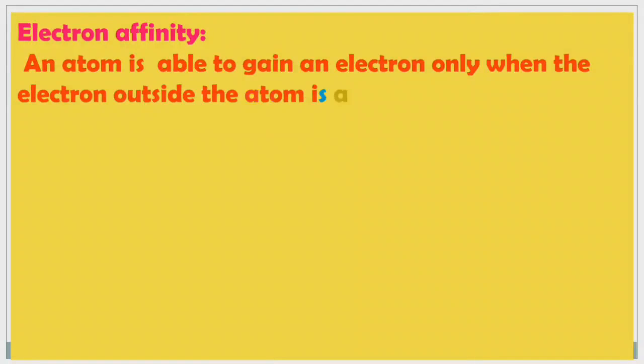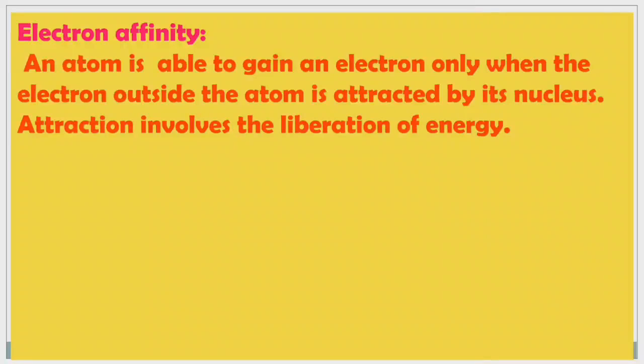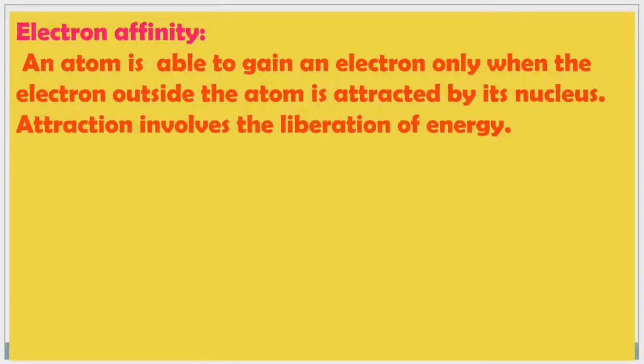Now we will discuss electron affinity. An atom is able to gain an electron only when the electron outside the atom is attracted by its nucleus. When another atom comes close to the given atom, the electrons in the second atom are attracted by the nucleus of the first atom. This attraction involves the liberation of energy. This energy is the electron affinity.